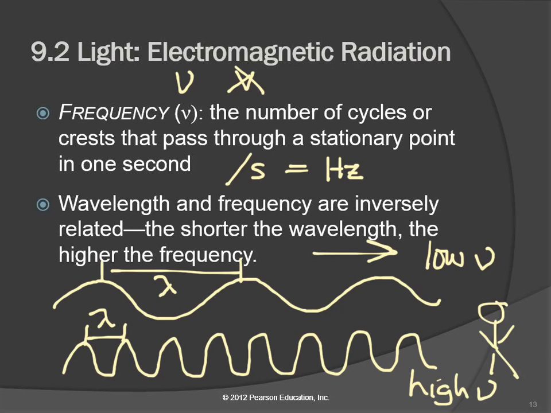Which one has the shorter wavelength? The bottom. So this is low wavelength equals high frequency. Low frequency equals high wavelength. So if one's big, the other is small because they're traveling at the same speed.